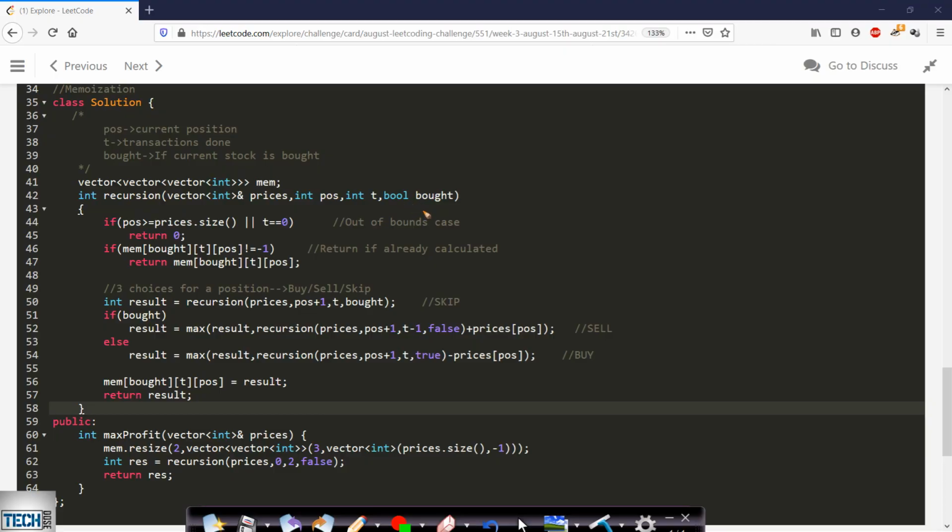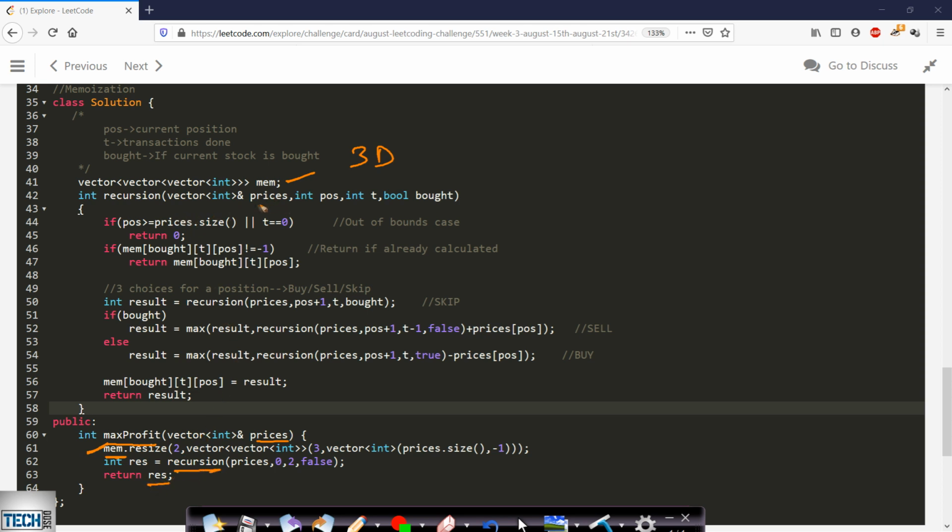This is the code for the memoization technique. In this case I have taken the memoization vector, which is a 3-dimensional vector, and now this is the main function, this max profit. In this case we are given the prices on each and every day, and now I have resized my vector, which is nothing but our memoization array, and then I have just simply called recursion, and I will return the result.